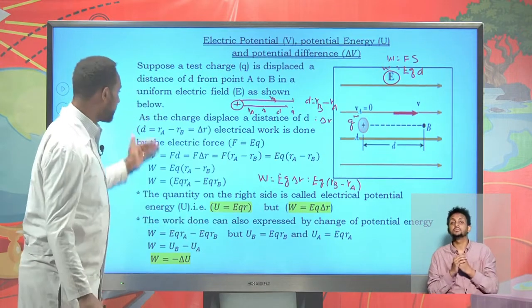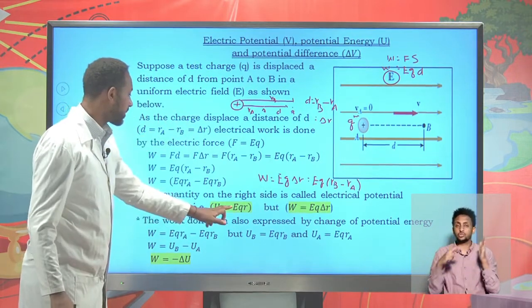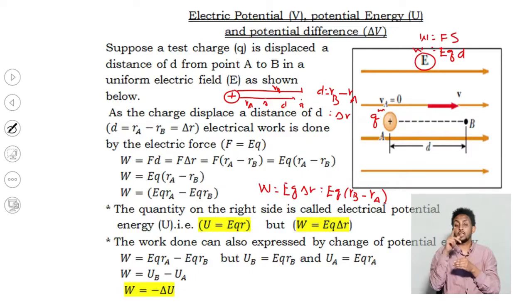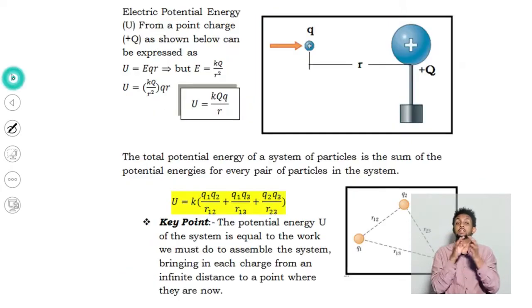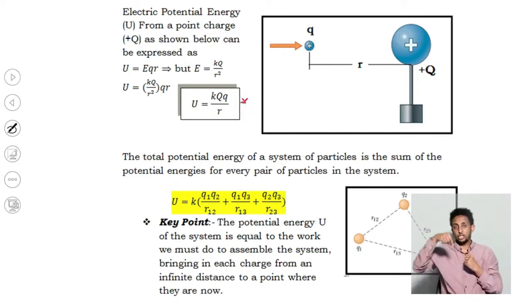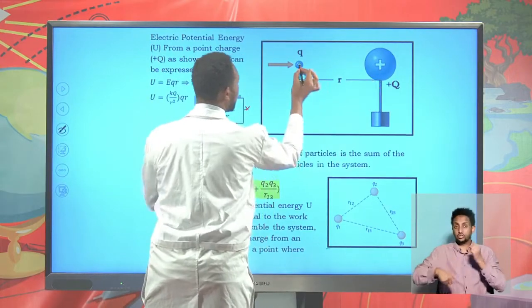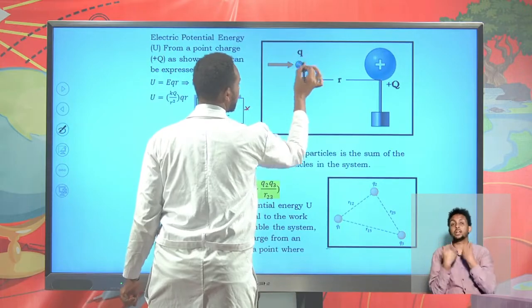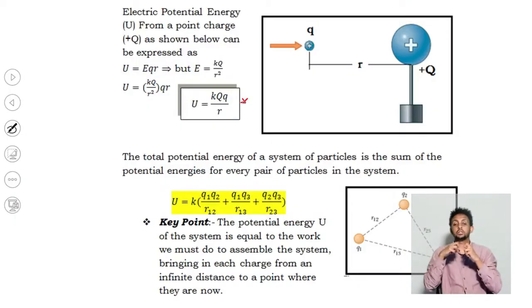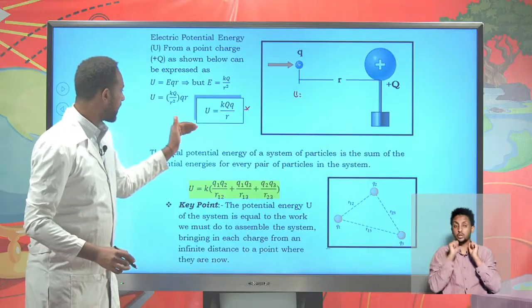It's also possible to express, for a point charge, electric field strength as KQ over R squared, as we have previously mentioned. It's possible to express electrical potential energy as KQq, the test charge, over R. Here you have the main charge Q at a distance of R. You can have a test charge q, so that the electrical potential energy U exerted on this charge can be expressed as KQq over R, where capital Q means the main charge and small q the test charge.